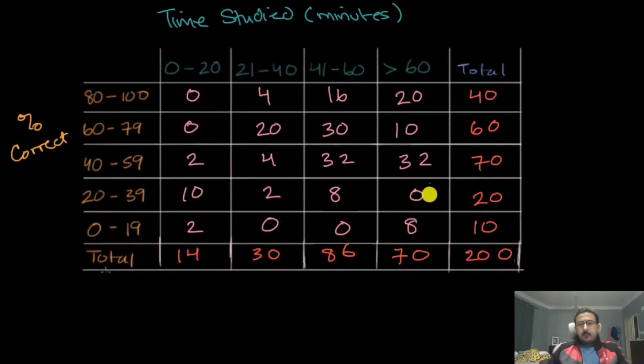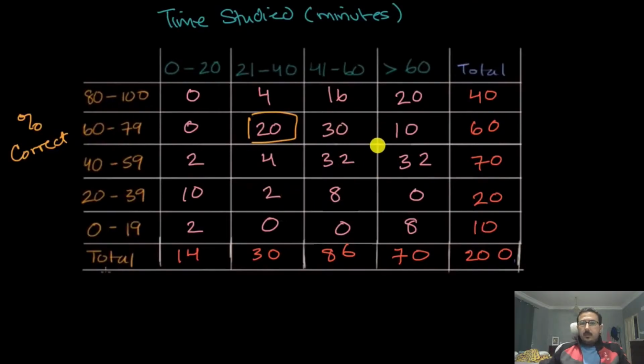So what you see right over here is a two-way table, and you can also view this as a joint distribution along these two dimensions. One way to read this is that 20 out of the 200 total students got between 60 and 79% on the test and studied between 21 and 40 minutes. So there's all sorts of interesting things that we could try to glean from this.